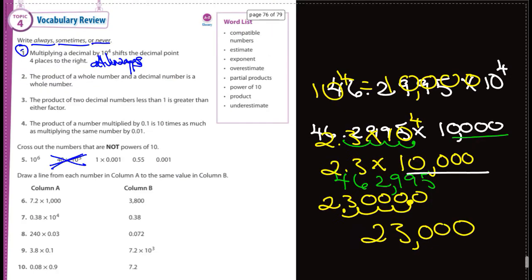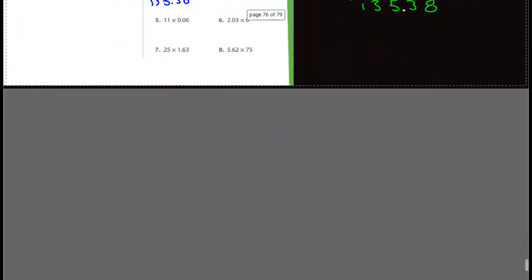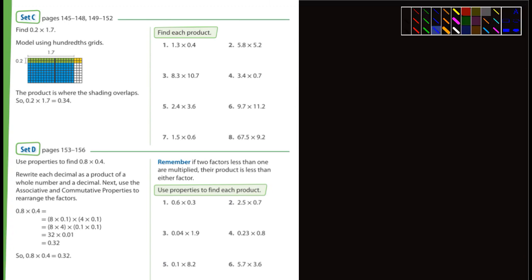Let's take a look at the next page, set C. And is this still recording? Yes, good. Gosh, this might actually work. Of course, at this point, if it stops recording for some reason, I'm going to call it good, because I'm not going to redo the whole thing again. It says model using 100th grids. So it says find each product. You don't have to model these. If it helps you, go ahead. Otherwise, I'm not going to concern myself with it. You guys should be able to do those 1 through 8. I don't see anything problematic in there.